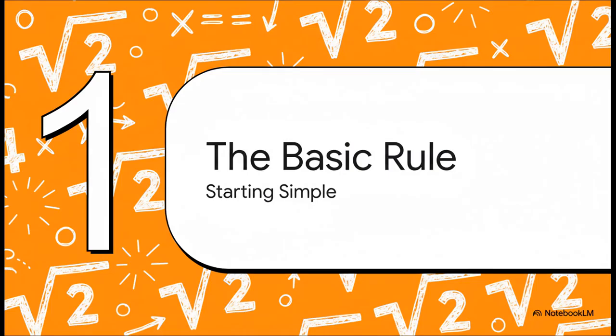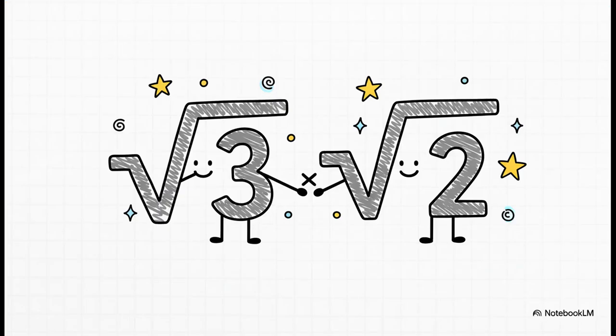Okay, so to tackle that big problem, we've got to start with the basics. We need to lock in the fundamental rule that makes all of this possible. And to do that, let's dial it back a notch and look at a much friendlier problem. What about the square root of 3 times the square root of 2? This super simple example is going to show us pretty much everything we need to know.